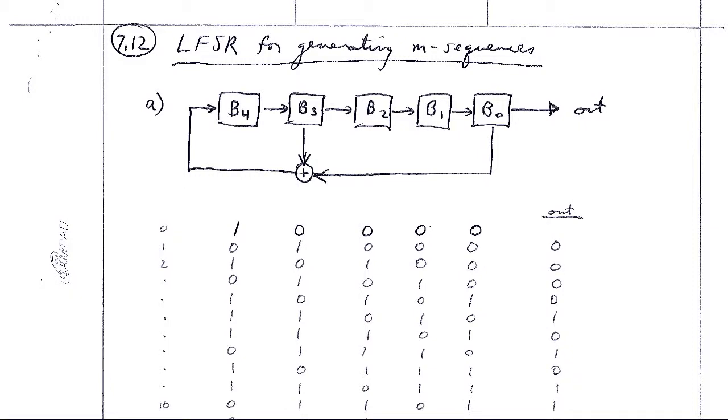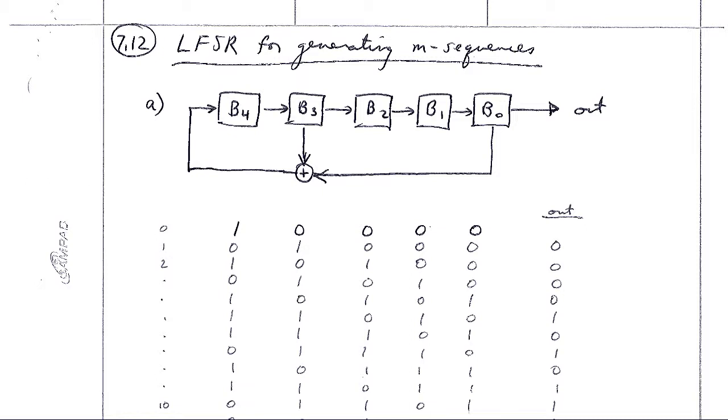Okay, here's problem 12 from Stallings Wireless. And this one says that it demonstrates that different linear feedback shift registers can be used to generate an M sequence, and that we could get different M sequences, okay?